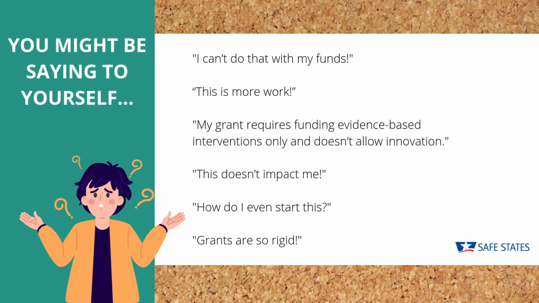How do I even start this? Consider starting small. Find programs, grants, and interventions that have common elements or overlap, and expand over time. Grants are so rigid. Use your voice and advocate for more funding flexibility. Advocate for business processes that ensure accountability but provide the necessary flexibility to implement the initiative.